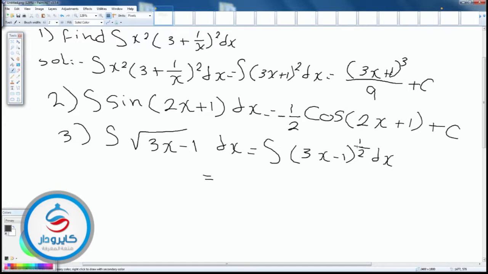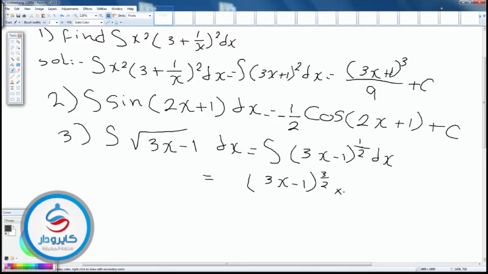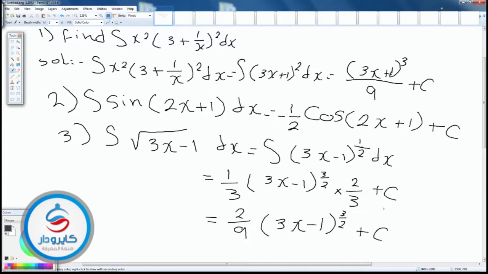we must add 1 to the power, which equals 3x minus 1 all power 3 over 2, and divide by the new power. It means that we multiply by 2 over 3. The derivative of 3x equals 3, so we must multiply by 1 over 3, plus c. Final result equals 2 over 9 by 3x minus 1 all power 3 over 2 plus c.